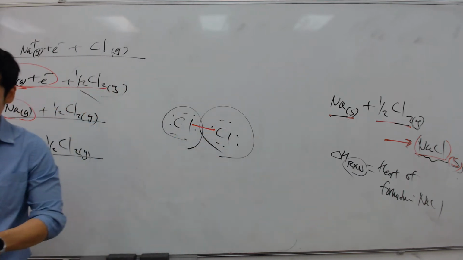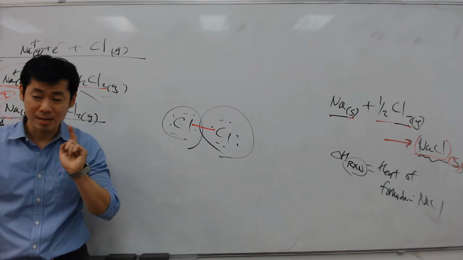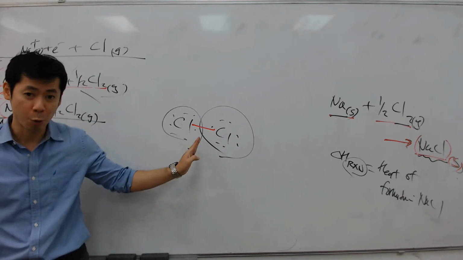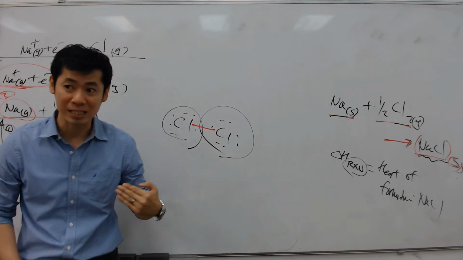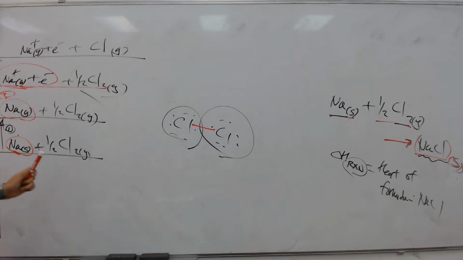Keep in mind, the energy needed to break a covalent bond is called bond dissociation of a bond. So it's called bond dissociation of Cl2. Bond dissociation energy is the amount of energy needed to break a covalent bond. Keep that in mind, by the way.